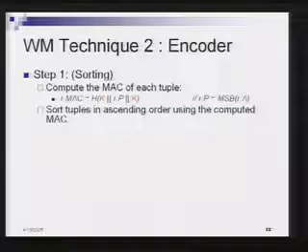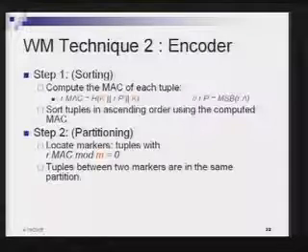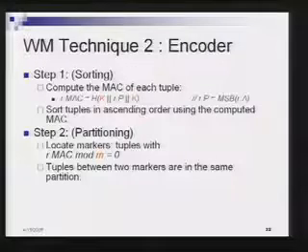Make sense? So we sort the tuples according to the MAC in ascending order. So now we have the tuples sorted according to the MAC. Now I have the numbers sorted, right? Now I have to split them into partitions. And each partition is a number set. And each number set will handle one bit. Okay, so what do we do? How do we locate the partitions?